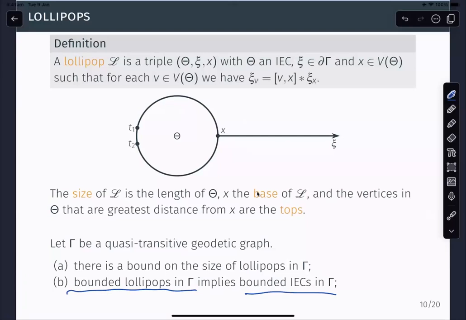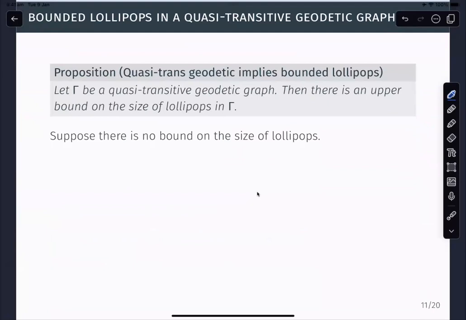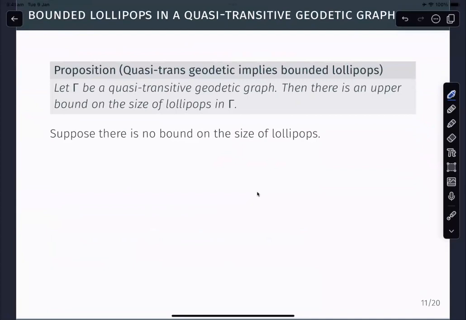So let me just, in one minute, give you the picture of how we prove bounded lollipops using all this topology that we've set up. If you're a quasi-transitive geodetic graph, then there's an upper bound on the size of lollipops. Suppose there's no bound, so that I can draw a whole bunch of them.